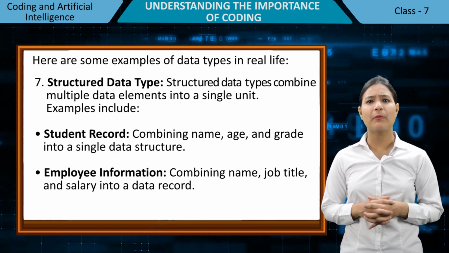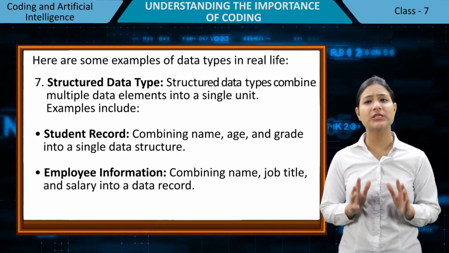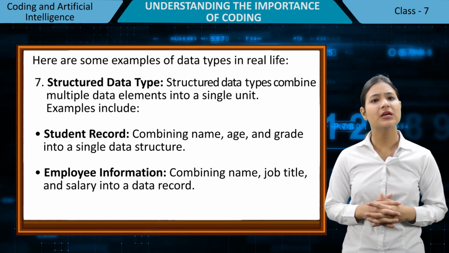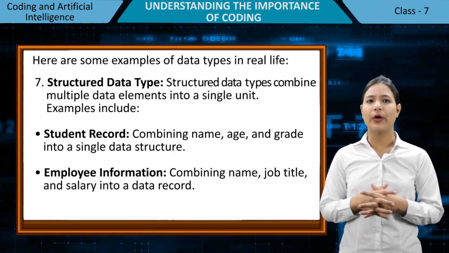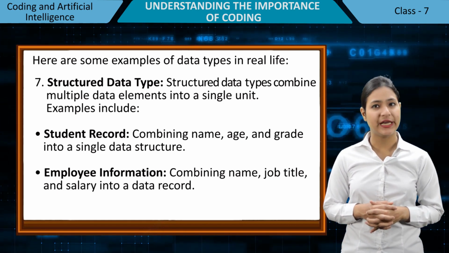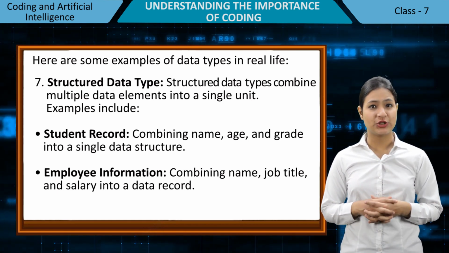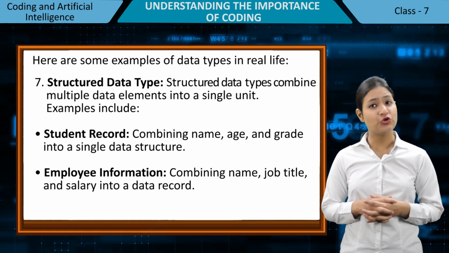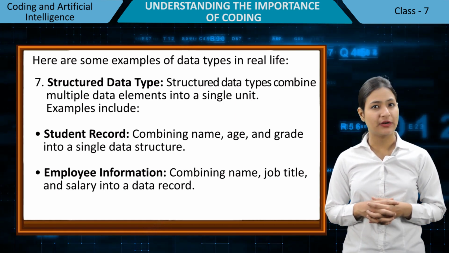Seventh, structured data type. Structured data types combine multiple data elements into a single unit. Examples include student record, combining name, age, and grade into a single data structure. Employee information, combining name, job title, and salary into a data record.